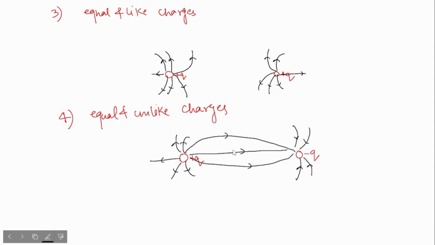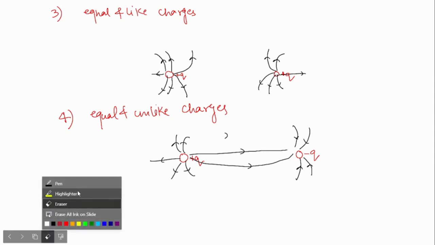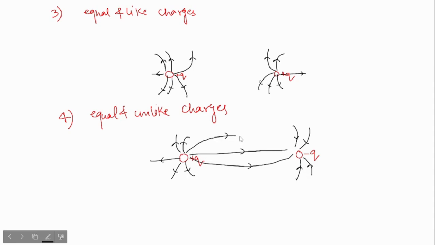Direction will be originating from the positive charge. And remember that two field lines cannot intersect each other. There is a reason for that. Suppose two field lines intersect at this point, then what will be the direction of force here? This field line indicates that force is in one direction, and this field line indicates that force is in another direction. So it is not possible. That is why two field lines cannot intersect each other.